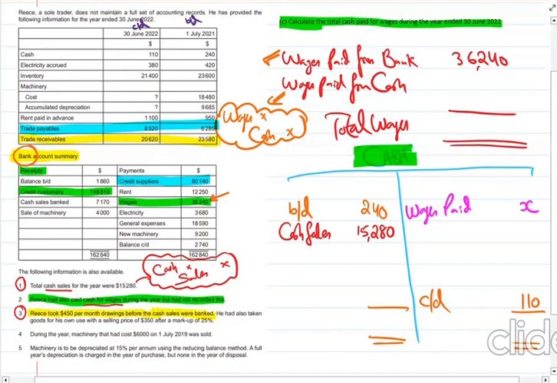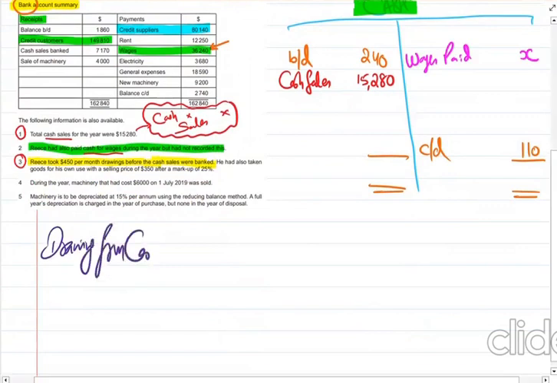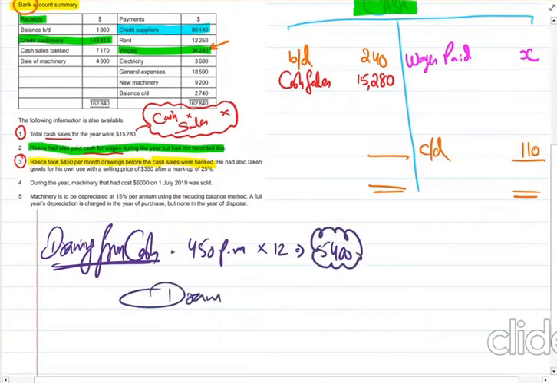Meaning, he is selling for cash, like 15,280, and cash comes in his box. Before he submits the cash into the bank, what is he doing? He withdraws money for his personal use, meaning drawings from cash. Correct or wrong? And it is 450 per month. How many months in a year? So what is the answer?